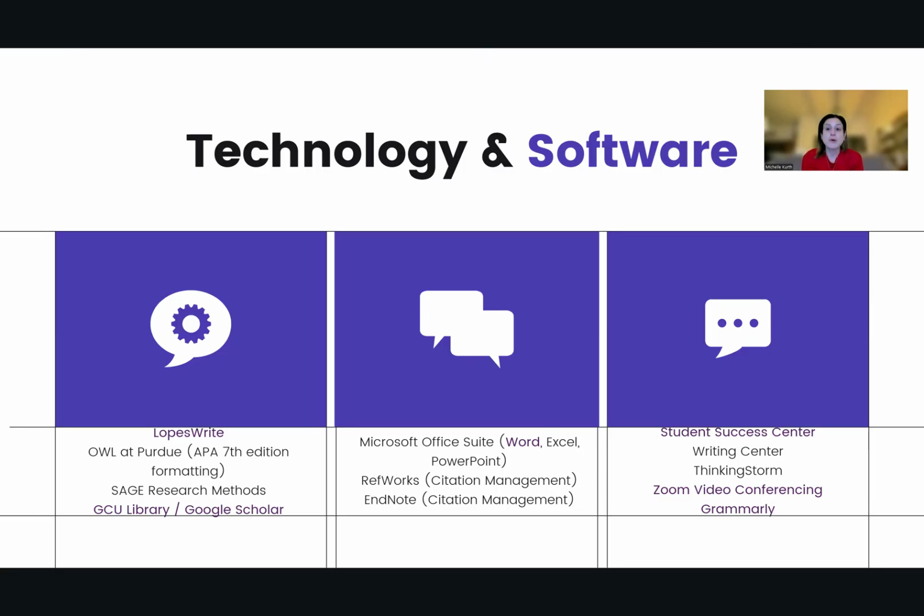RefWorks and EndNote are both citation management tools. You can also download these through GCU. I believe you can find the link in there. For example, I have a citation management plugin for RefWorks in my Microsoft Word, and that just helps you manage your citations throughout your writing. And then finally, we do offer the Student Success Center. We have the Writing Center. We'll utilize Zoom if we need a video chat on anything. Grammarly, I mentioned. Grammarly is fantastic. I highly recommend utilizing Grammarly for all of your writing.